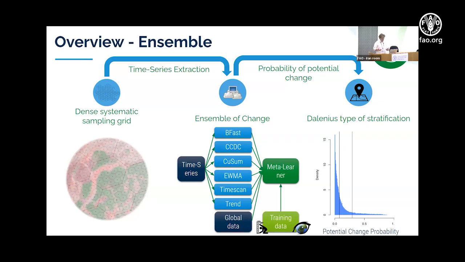And what we finally end up with is basically what you see on the right, a kind of distribution over land of potential change. And you can see that a lot of area, we'll see this later also on a map, has a very, very low potential of being changed because either it's outside forest or it's in a core forest. Now, what can we do with this stratification? So, next slide, please.